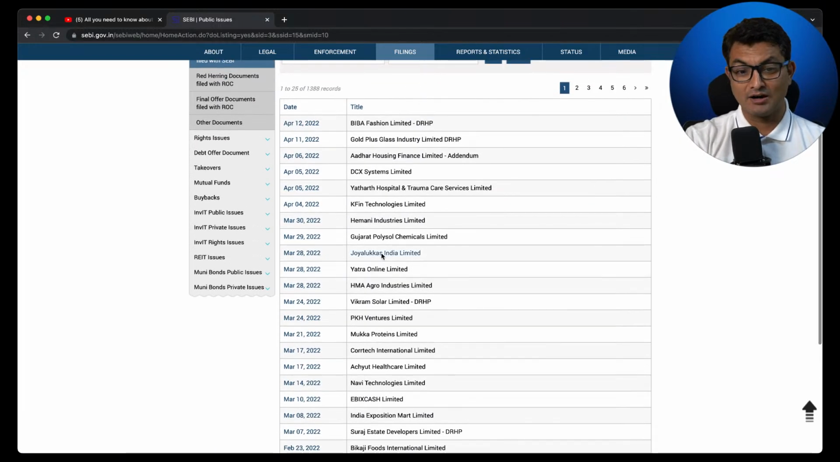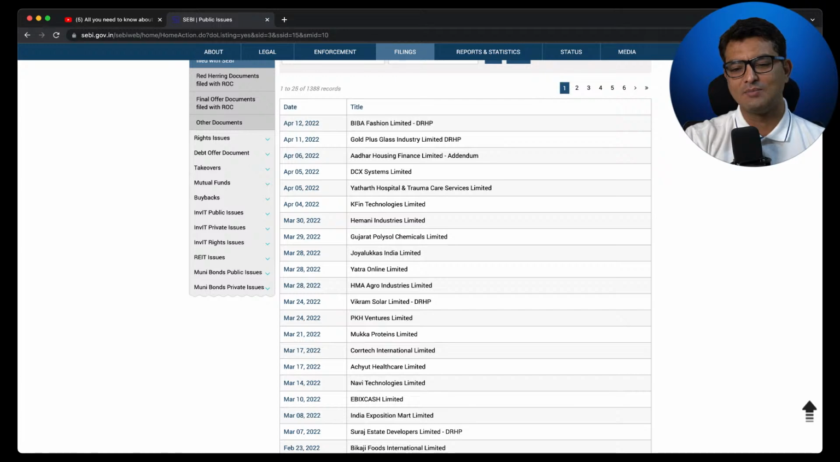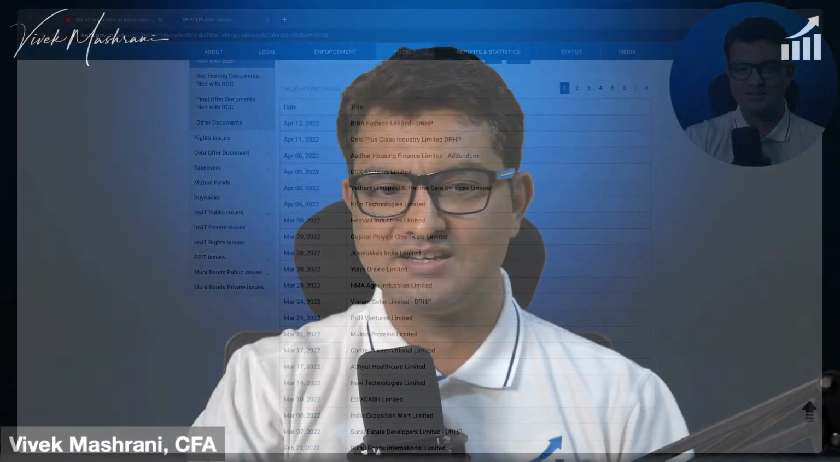Okay, so that is what the jewelry segment is doing. Just go to the Joyalukkas India Limited DRHP and the entire sector information will be covered there. And if you find 2 to 3 such DRHPs, it will be mind blowing. Yeah? You will get so much important information from that, it will make your analysis super clear.